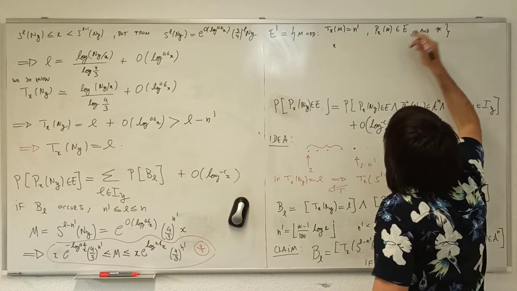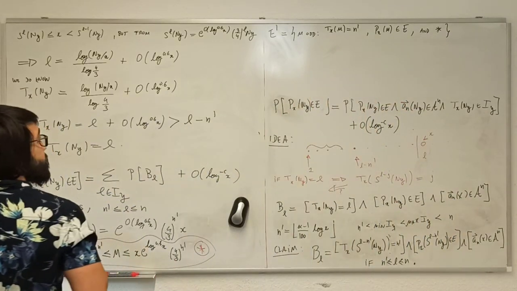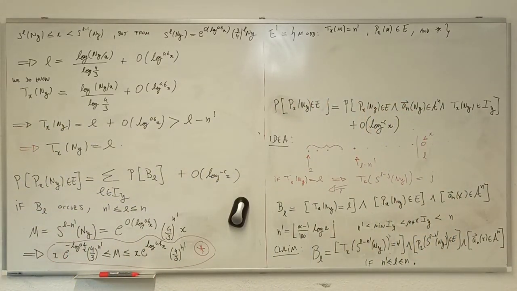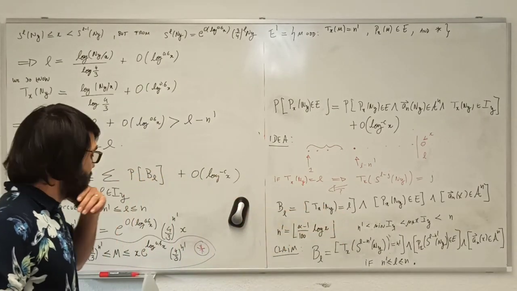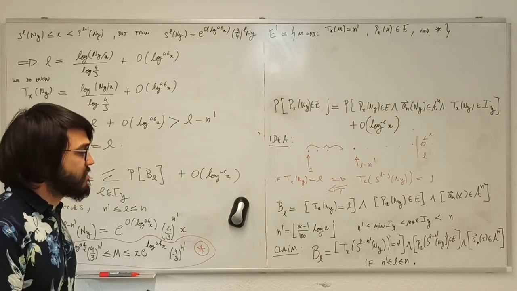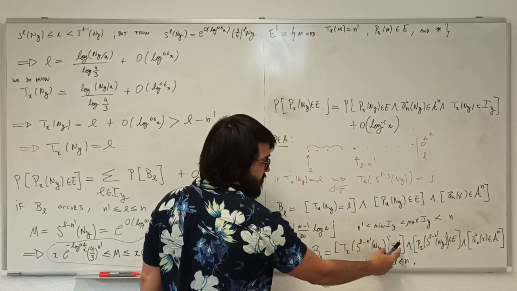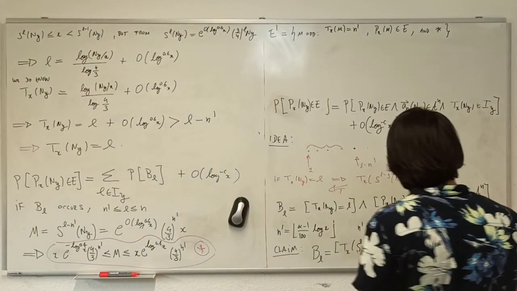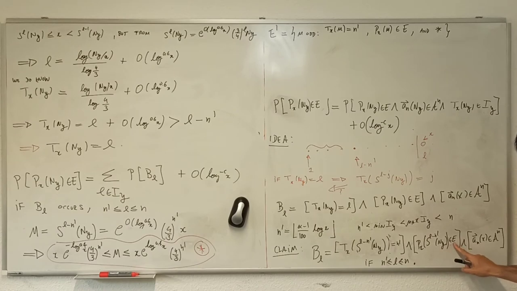And the star is true. Okay. So Tx of ny has to be an L. What I do know is, oh yes, Tx of something has to be n prime, Px of something has to belong to E, and I have another condition.